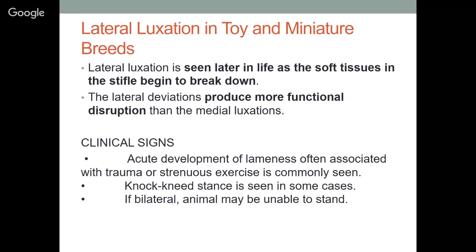Lateral luxation is usually seen later in life as soft tissues in the stifle begin to break down. Lateral deviations produce more functional disruption than the medial luxations. We'll see an acute development of lameness, often associated with trauma or strenuous exercise, and a knock-kneed stance, so they will stand abnormally so that they're actually putting their patellas to the center. And if it's bilateral, the animal may actually be unable to stand up.